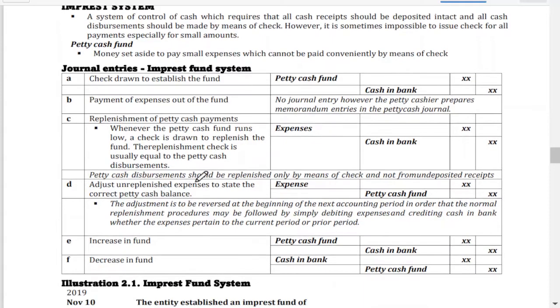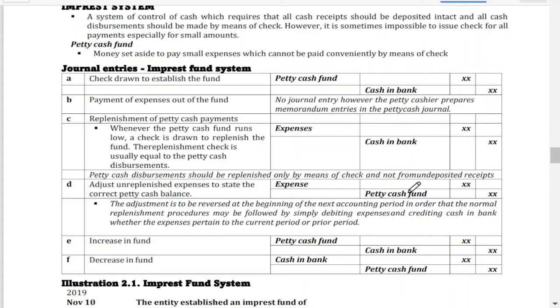Okay? Petty cash disbursement should be replenished only by means of check and not from undeposited receipts. Next is adjust unreplenished expenses to state the correct petty cash balance. This is made at the end of the year. So debit expense, credit petty cash fund.